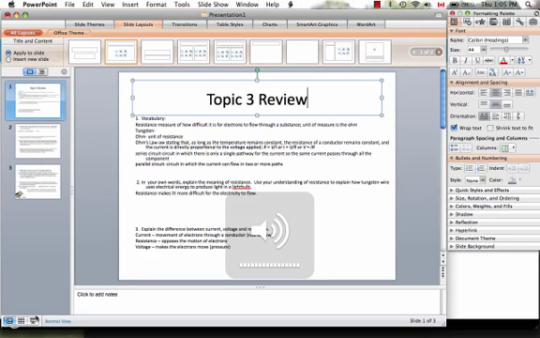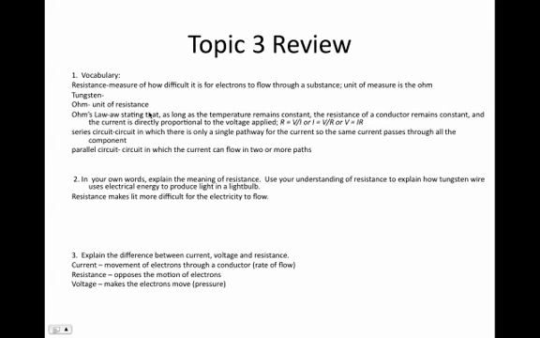Hi there. Let's go over the topic 3 review. So let's do the vocab first. Resistance would be defined as the measure of how difficult it is for the electrons to flow through a substance, and its unit is always in ohms.